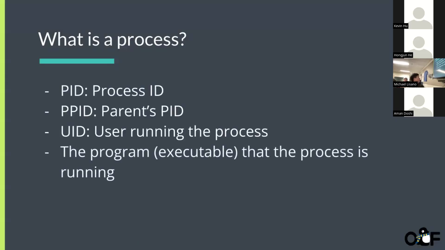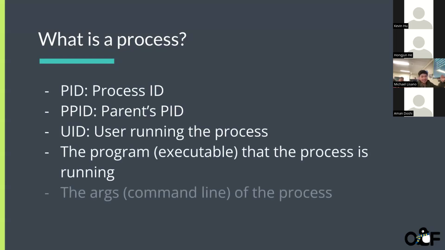So a couple definitions. PID is going to be the process ID. PPID is going to be the parent's process ID. UID is going to be the user running the process, and then the program executable that the process is running is exec or something like that. CMD or exec will be like those two things. And then the args, which are just the arguments of the process, and there are also other parts, but whatever.